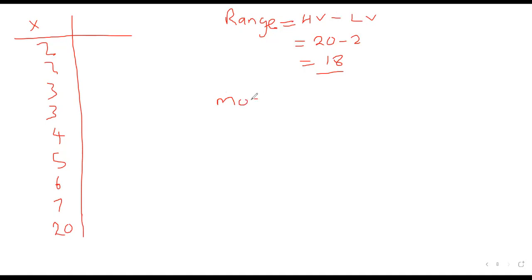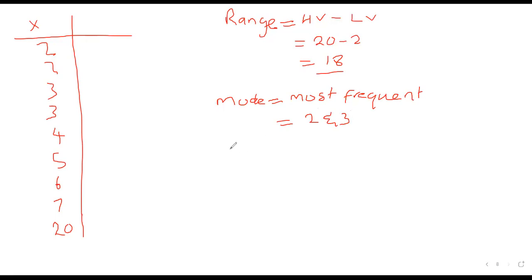Then the mode. What is a mode? The most frequent. Which number is the most frequent here? The one which appears the most? 2 and 3. 2 and 3. Correct.